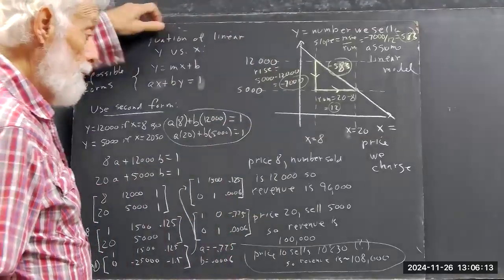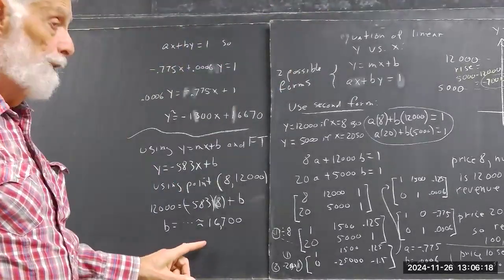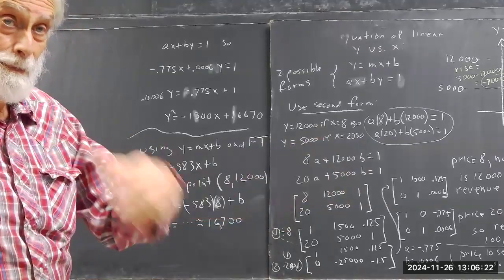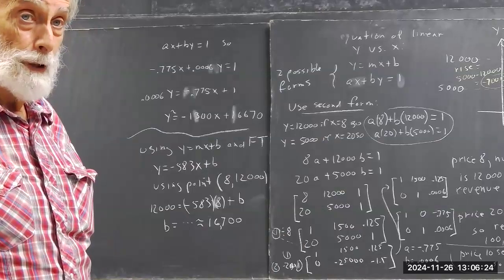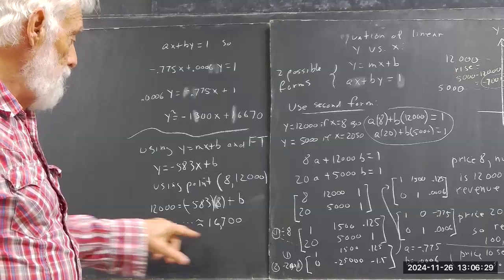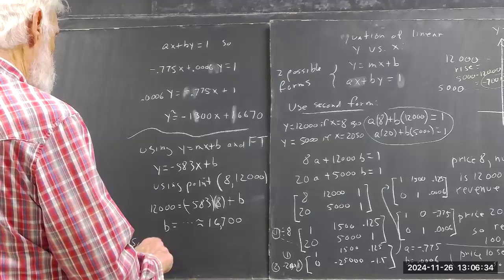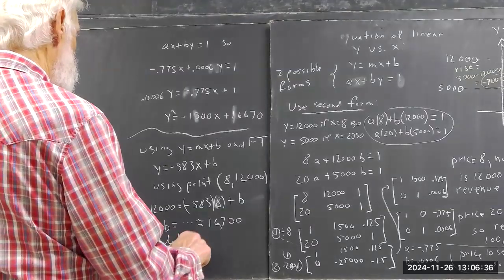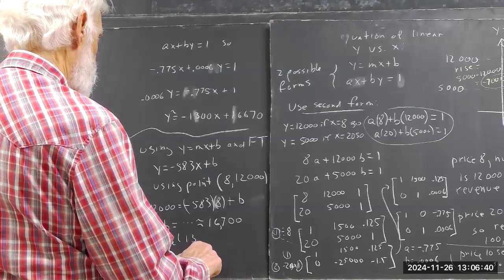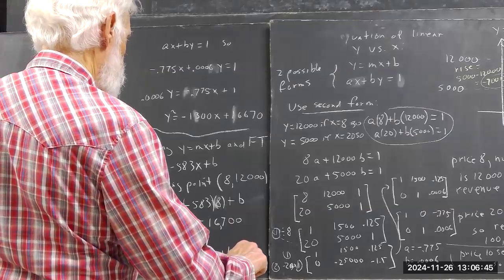However, when I did this slope intercept model, which is really the easier one to use in this case, unless you have a machine reading, throw the augmented matrix into it, get your correct numbers right away. B is the y-intercept. The model is y equals negative 583x plus 16,700.